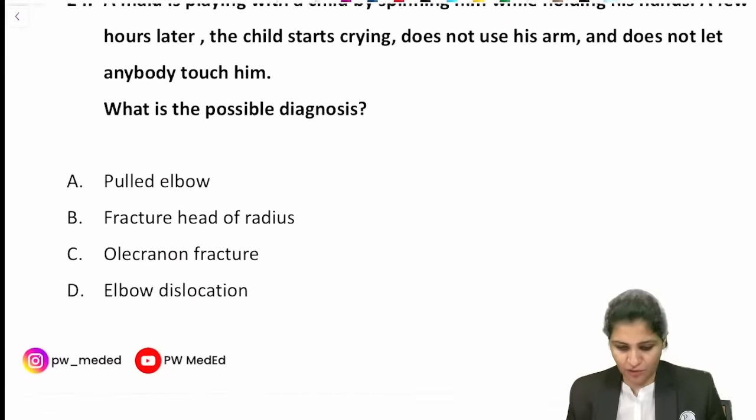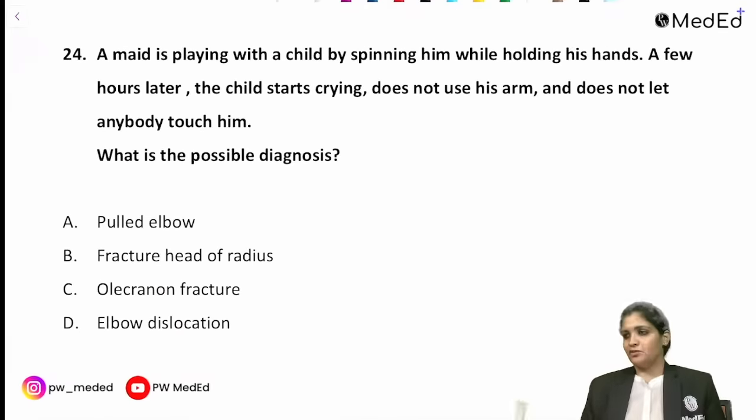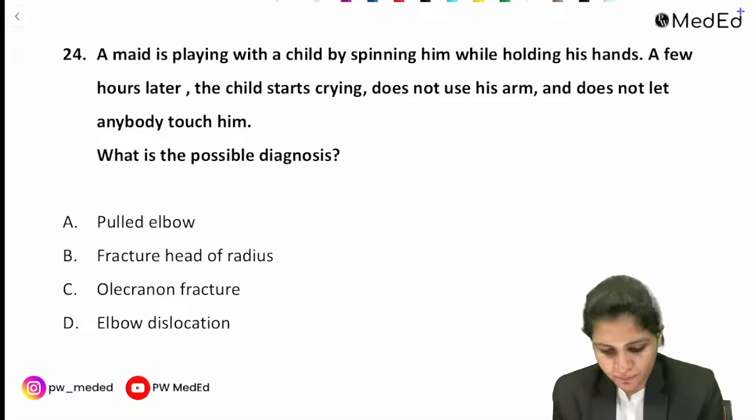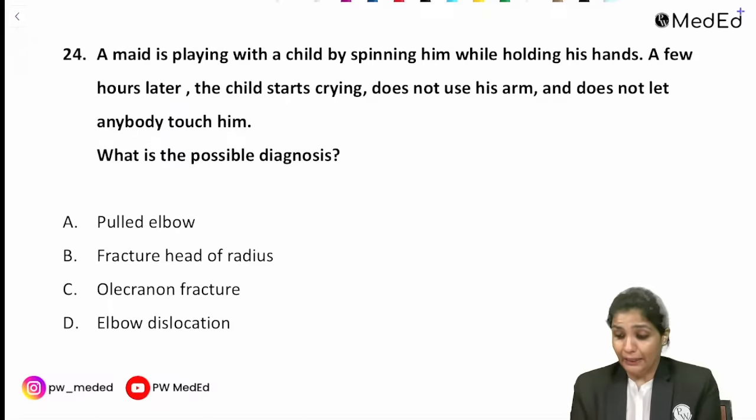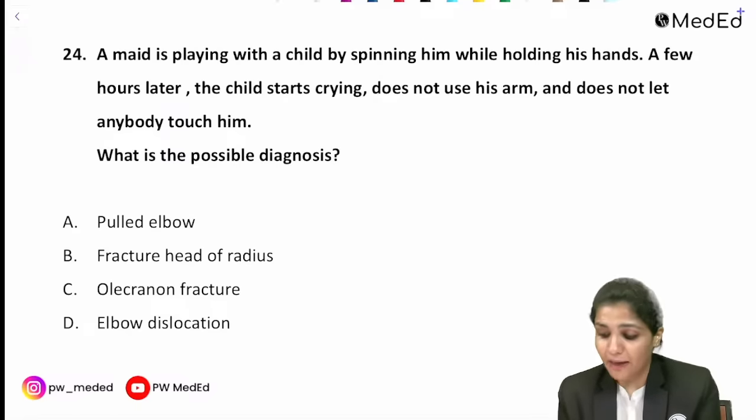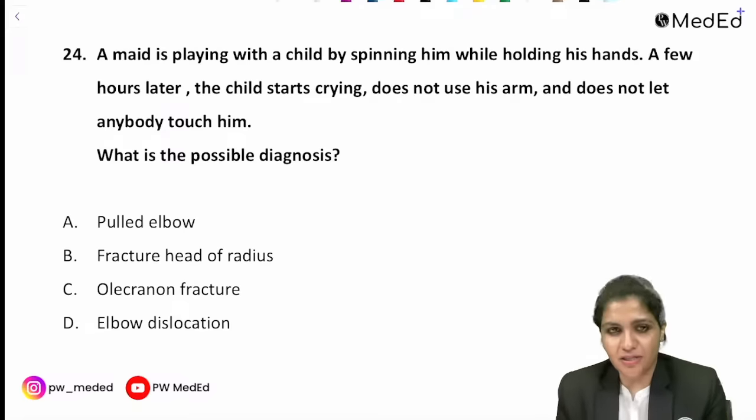So, last question for the day. Let's wind up the session now. A maid is playing with a child by spinning him while holding his hands. A few hours later, the child starts crying, does not use his arm, and does not let anybody touch him. What is the possible diagnosis?